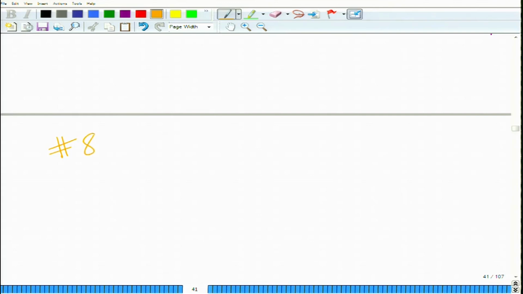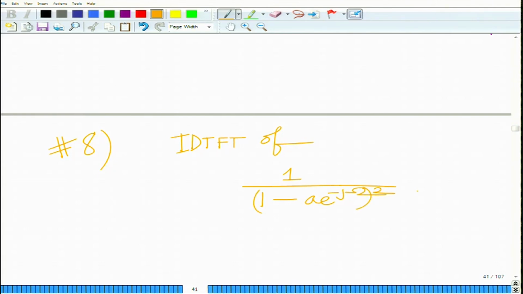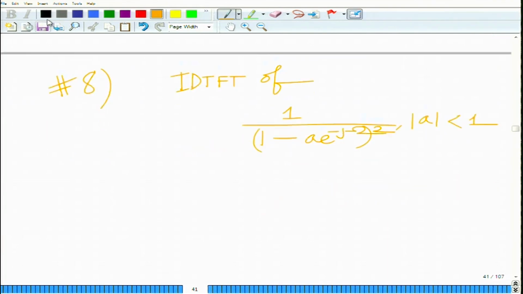We want to find the inverse DTFT of the given signal, let us call this Y of omega, that is 1 over 1 minus a e raised to minus j omega, whole squared, and also given the condition that magnitude a is strictly less than 1. So, we are required to find the inverse DTFT of this signal.